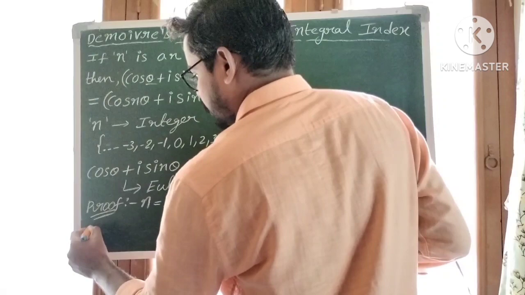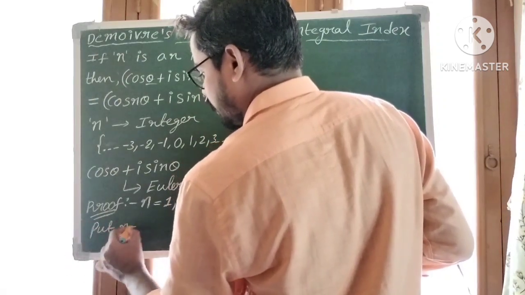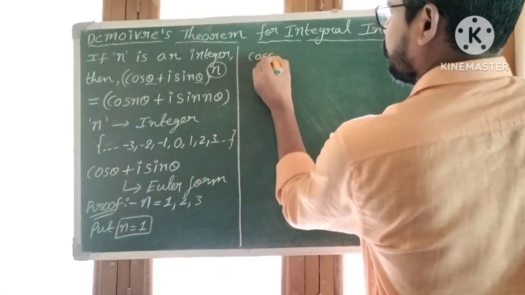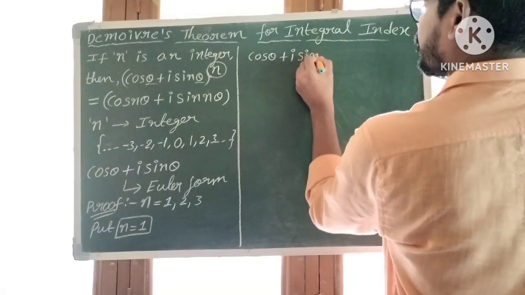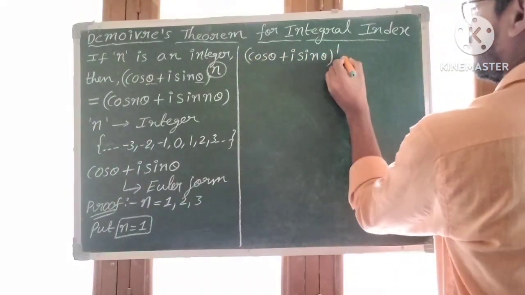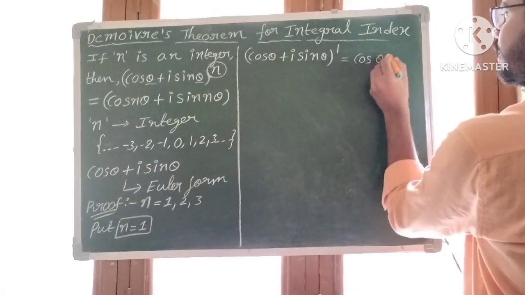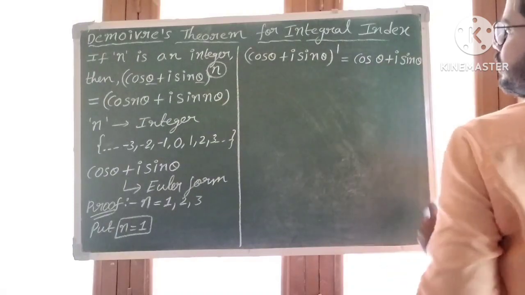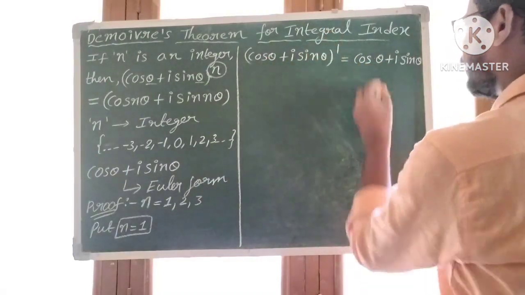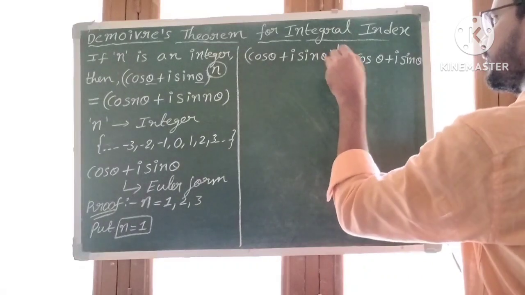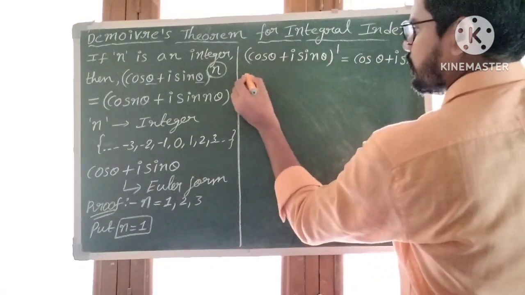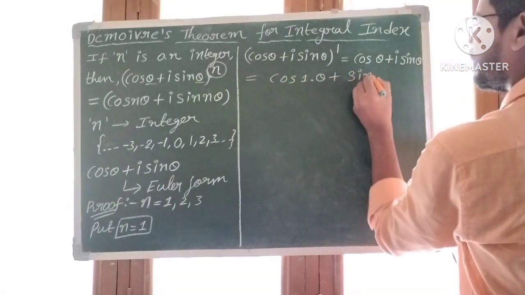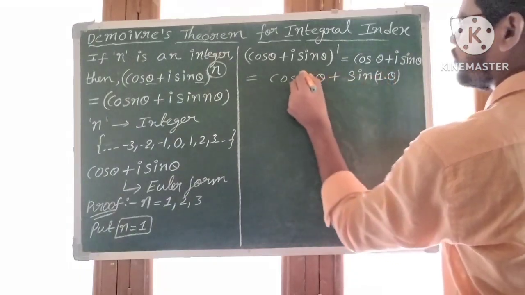Suppose n is equal to 1. Put n is equal to 1. Cos theta plus i sin theta whole power 1 is equal to cos theta plus i sin theta. Here cos theta can be written as cos 1 into theta, and sin theta can be written as sin 1 into theta.